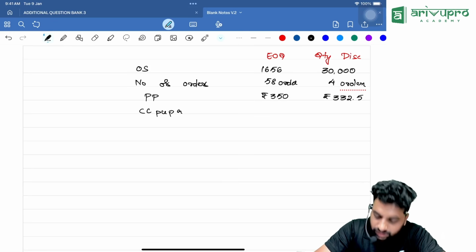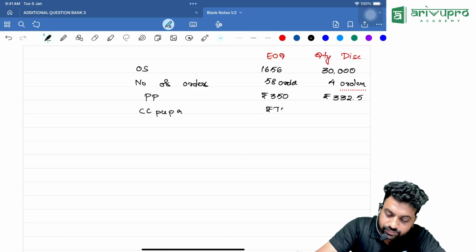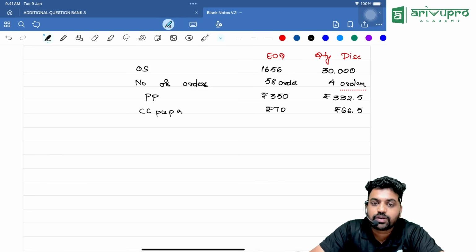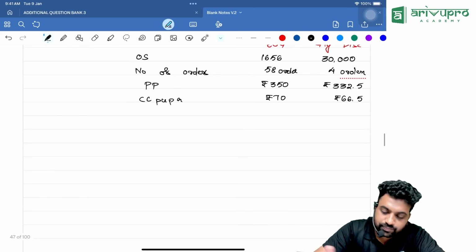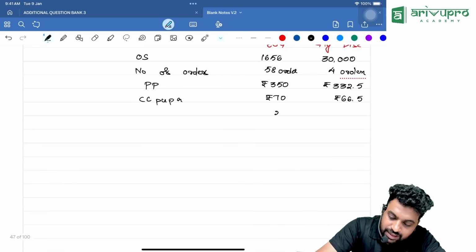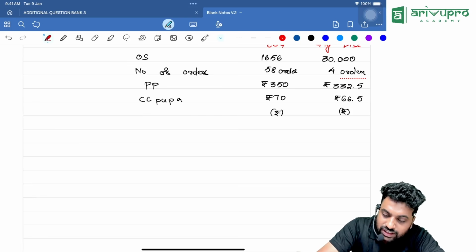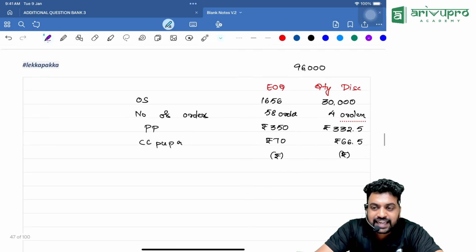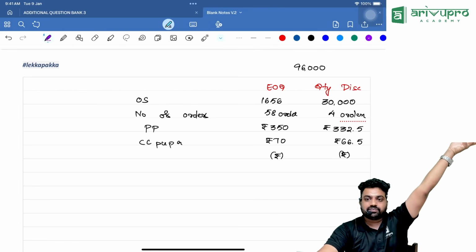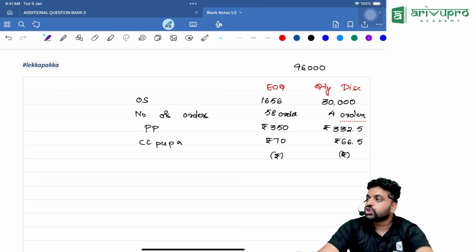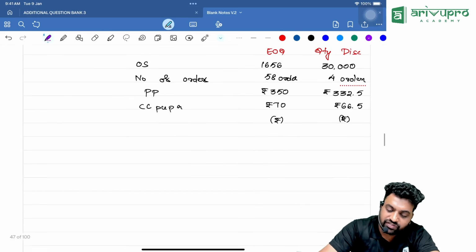Carrying cost per unit per annum: how much? 70. Next one, 66.5. This will be your carrying cost per unit per annum. Correct? Now shall we compute the cost? Computation of cost is an important factor here. Try to understand, for both we take 96,000 only, because the other 24,000 we are going to use next year, not this year. So 96,000 into 350.